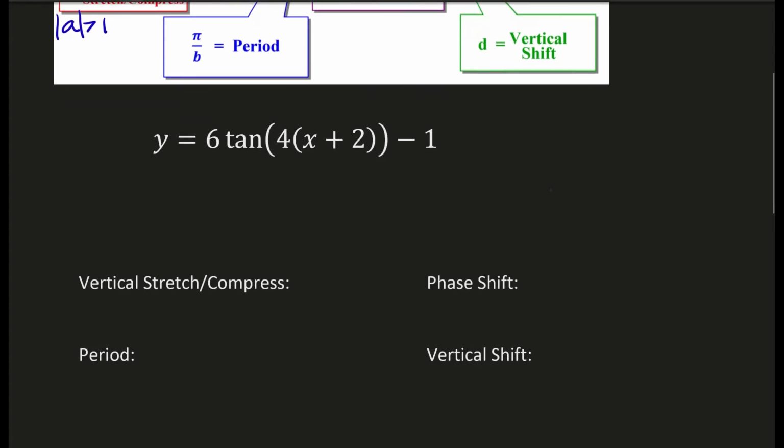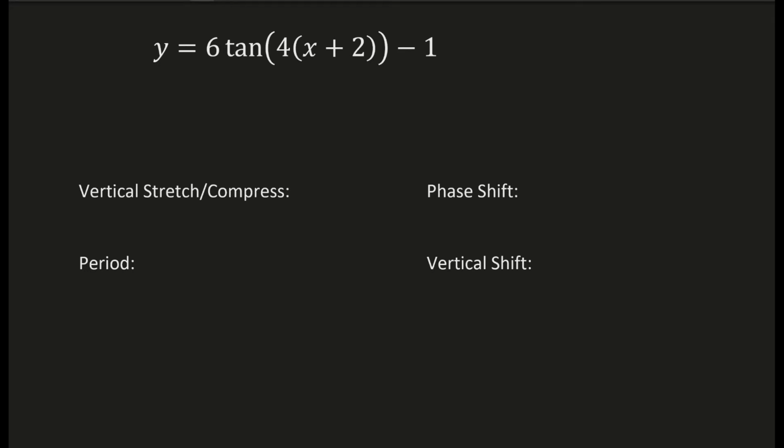So if I came down and looked at my first equation here, 6 would be my vertical stretch or compress factor. So this would be a stretch by a factor of 6. The period is going to come from this number here. Now, this is the horizontal dilation. The period is found from saying pi divided by the horizontal dilation. So this tangent equation will actually have a period of pi over 4.